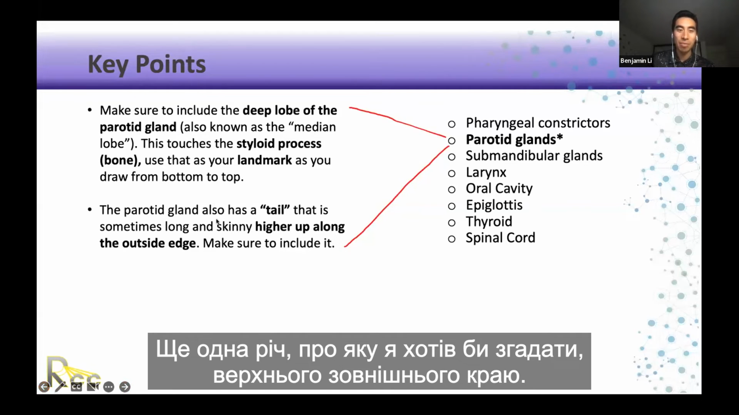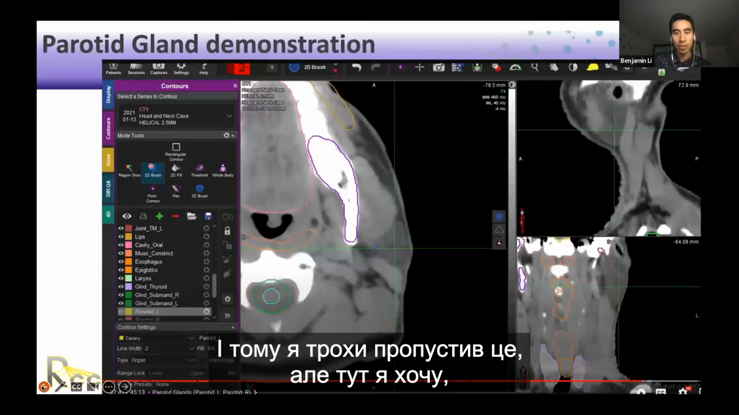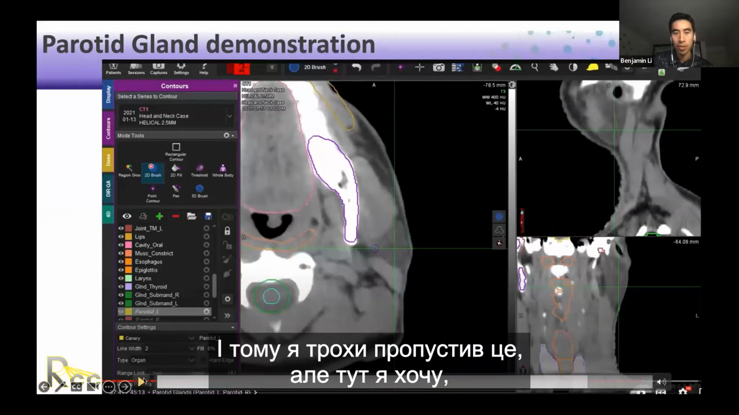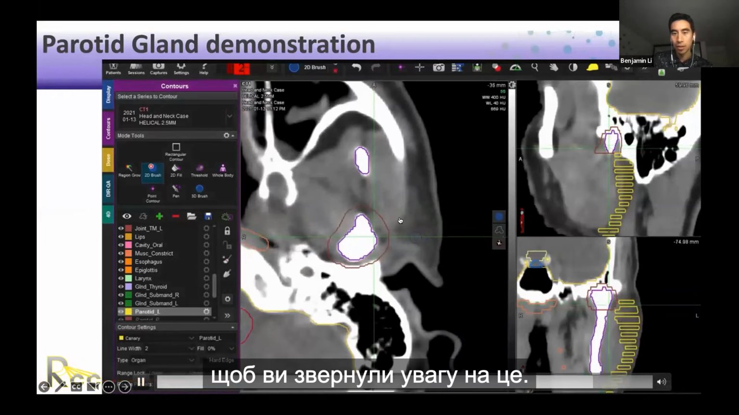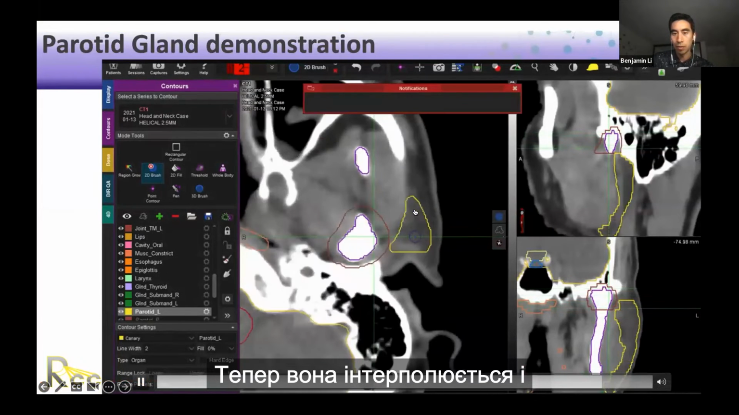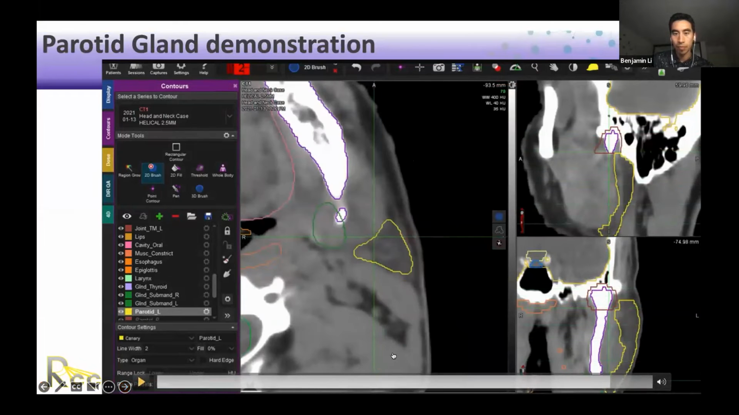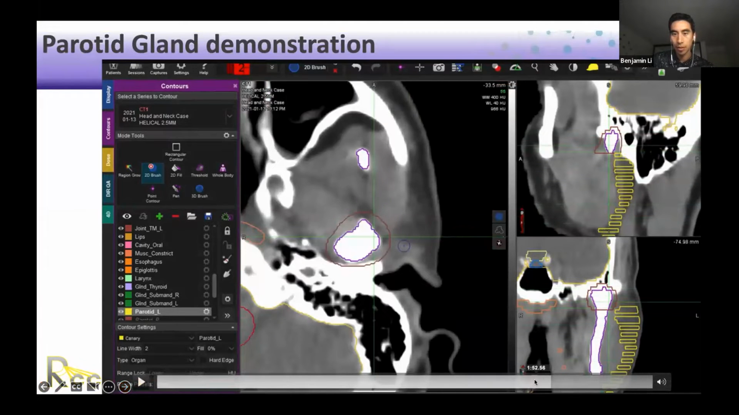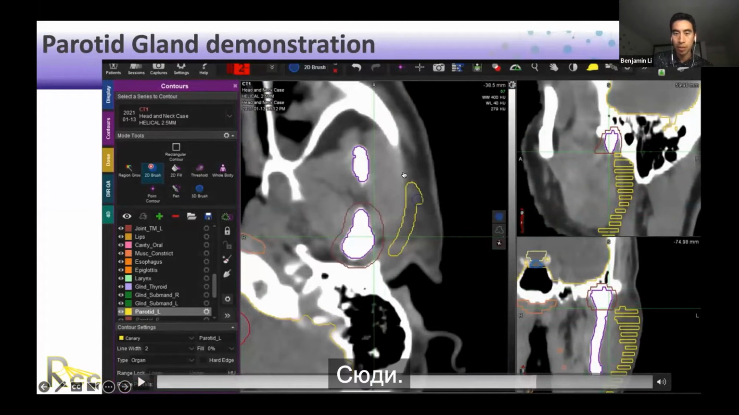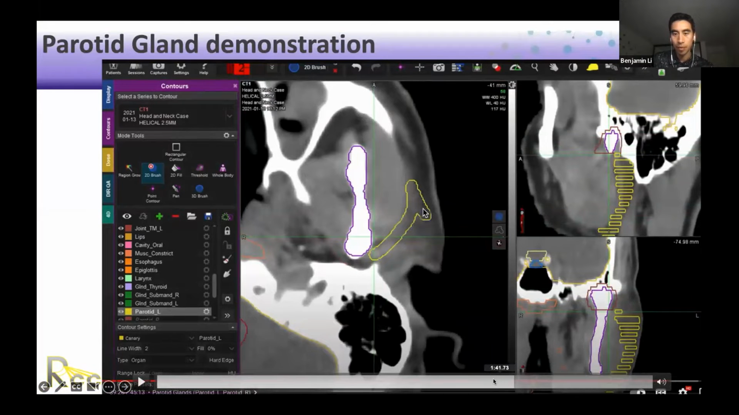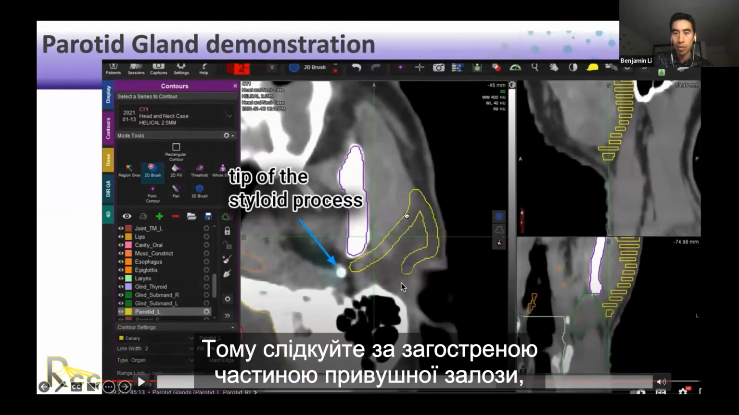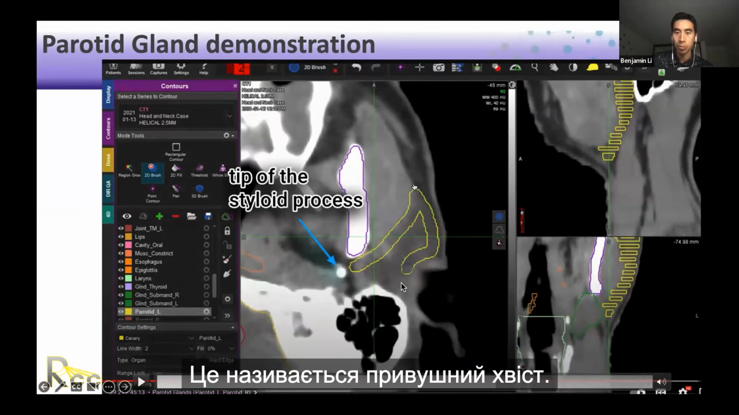One thing I actually wanted to mention is the parotid gland has a tail along the upper outside edge. I sort of skipped that, but I want you to pay attention to this. Now it's interpolated, and you can scroll down. Up here, you keep an eye out for a pointy part of the parotid gland that will extend forward here. This is called the parotid tail.